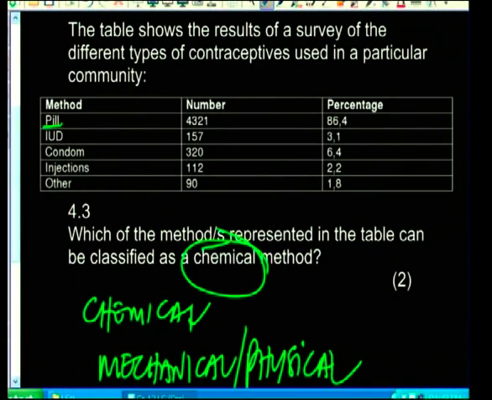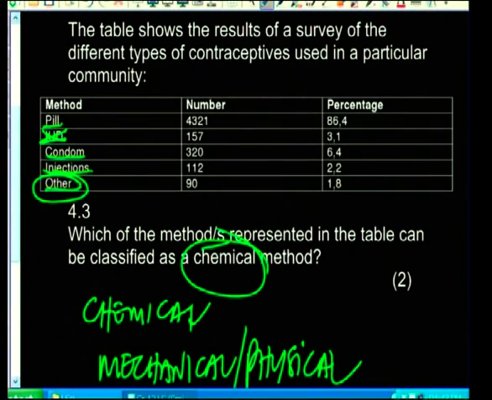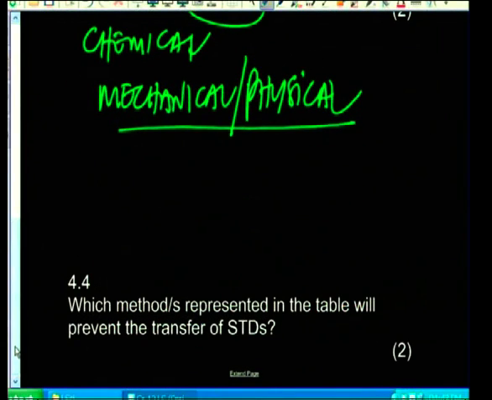The pill, IUD, condom, injections, other. Obviously, with other, we can't even look at it because it doesn't tell us what other is. So we're not sure. But from these four, we can strike out IUD because we know it is a physical, mechanical thing that they put into the female's body. And we can strike off condom because that is what the male uses as a physical barrier. So the other two, pill and injections, would be our chemical ones. The pill, and the injection.